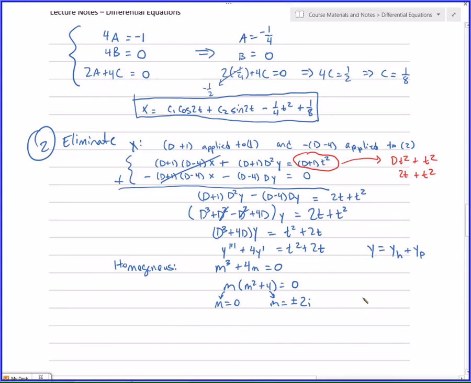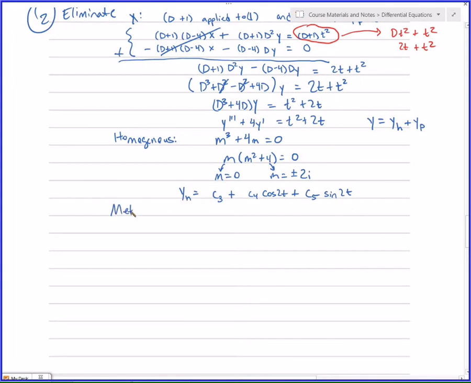So far so good? So what's your y sub h look like? C1 plus. Careful. C, yes, but we've already got a C1 and a C2. C3. So C3 plus C4 cosine 2t plus C5 sine of 2t. Yep.